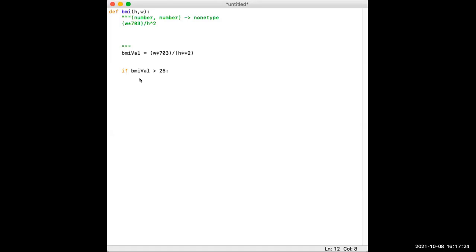Okay, so for each condition, you're gonna print the result, and that's it. For example, if it's greater than 25, it prints overweight. If it's less than 18.5, it prints underweight, or if it's greater than 18.5 and less than 25, it should print normal. Average, I think, or something. Normal. Remember that the conditions have to be ordered in a mutually exclusive way, okay?